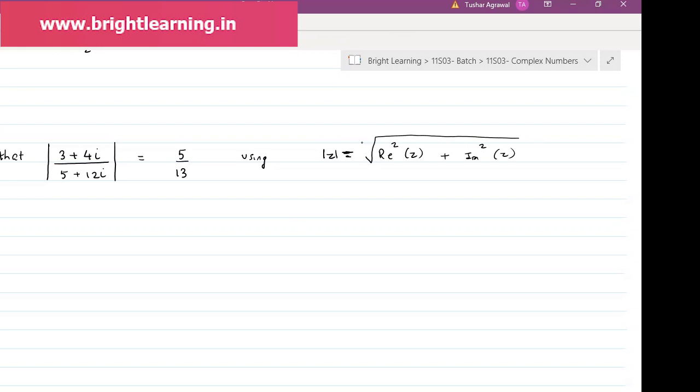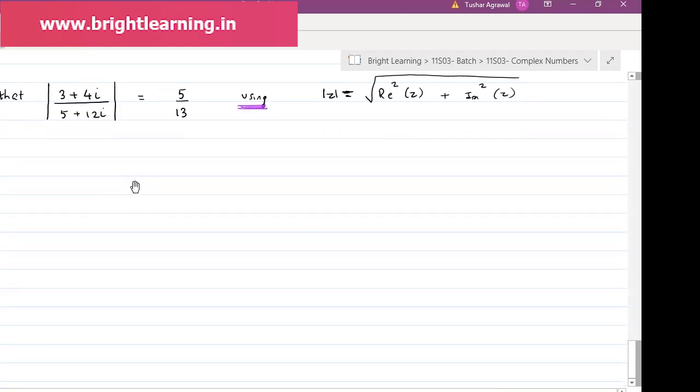Done, sir. It cannot be done so quickly. If you are applying the property of modulus of numerator upon modulus of denominator, that property you don't know. What I have told is, prove that this is equal to 5 by 13 using the definition. Read the question till the end. Yes, sir, in this manner only I did. So what is the real part of this z? I got 5 by 13, I proved it, sir. The real part is 9 by 20. So we have to separate it.